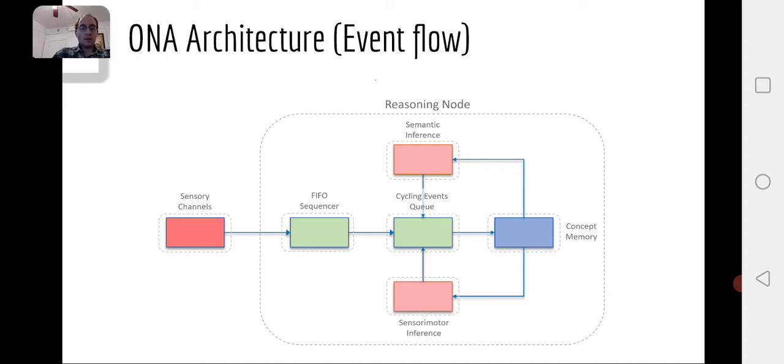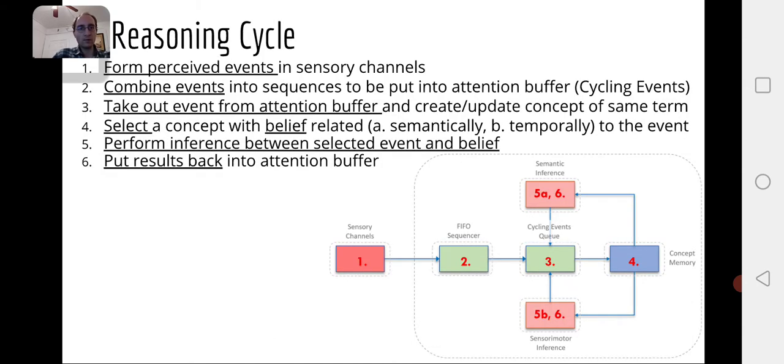Overall, the architecture of OpenNARS for applications looks like this. We will go through this. At first, let's look at the reasoning cycle. At 1, you see sensory channels. In those, we form perceived events from multiple modalities. Then we go to 2 and combine those events into sequences to be put into an attention buffer, which is in the middle, number 3, also called the cycling events queue.